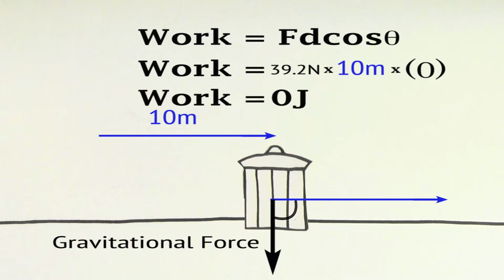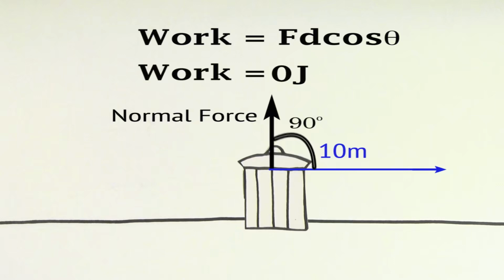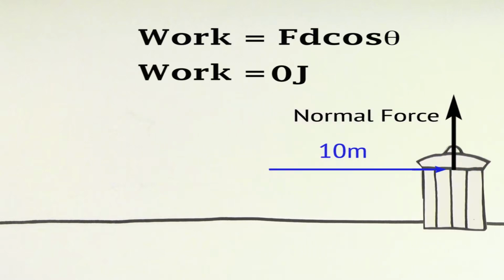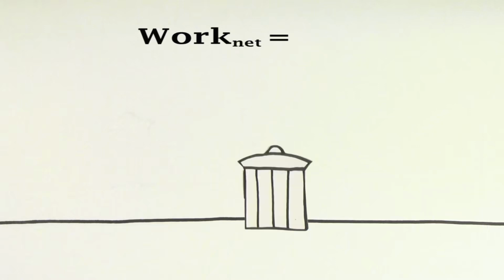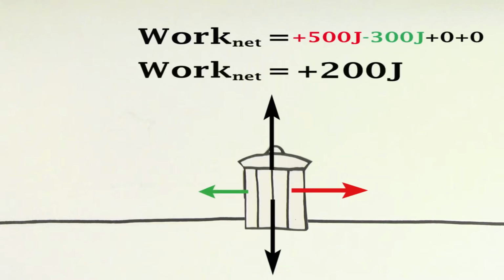Similarly, if we were to find the work done by the normal force, the angle between the direction of the displacement and the normal force is 90 degrees, so the normal force also does no work on the trash can. This makes sense because forces that are perpendicular to the motion can never do any work on that object. So that's how you can find the work done by individual forces. And if we wanted to know the net work done on this trash can, we could just add up the work done by each individual force. So the net work is going to be 200 joules.